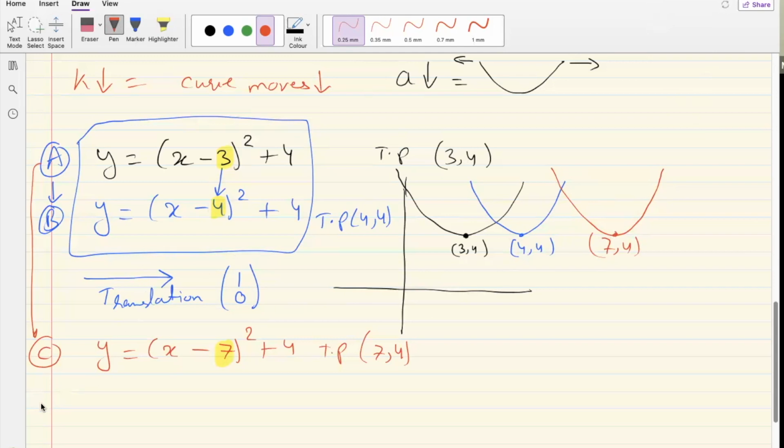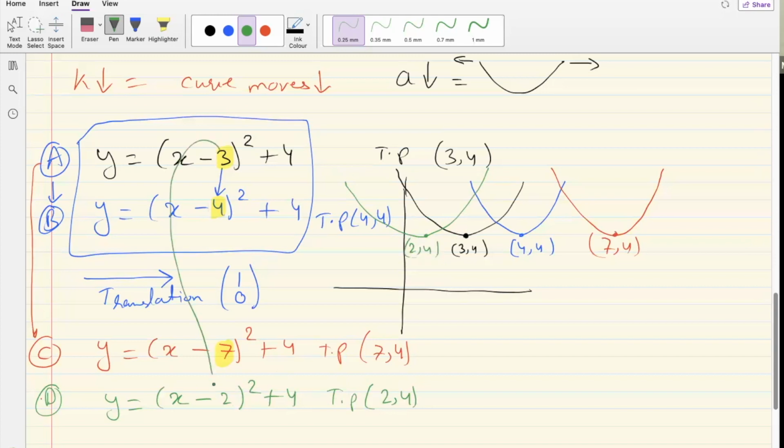So let's change it once more. D, y = (x - 2)² + 4. The turning point will be 2, 4. So the original equation was in black. Now the turning point is x 2 and y 4. Do we agree to this? 2, 4. See, changing the value from -3 to -2 moved the curve to the left hand side.